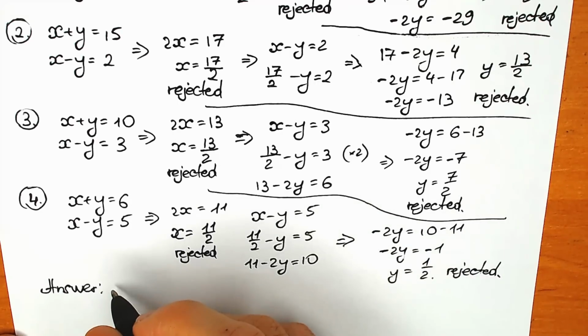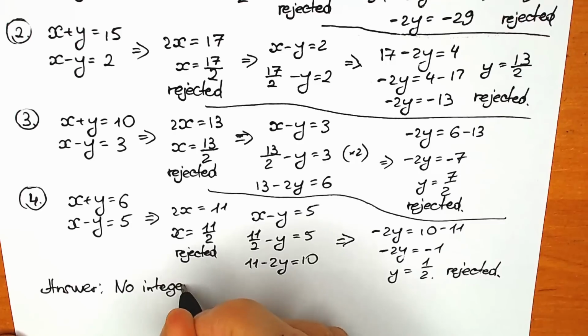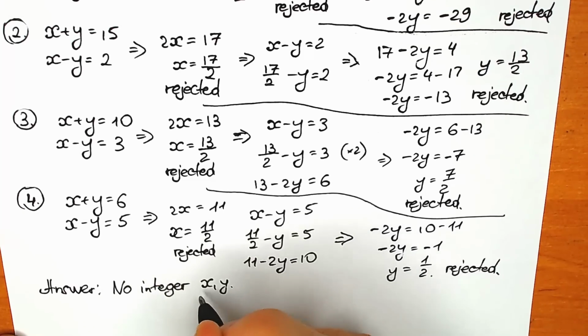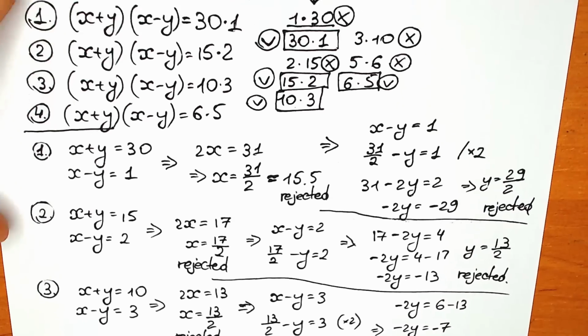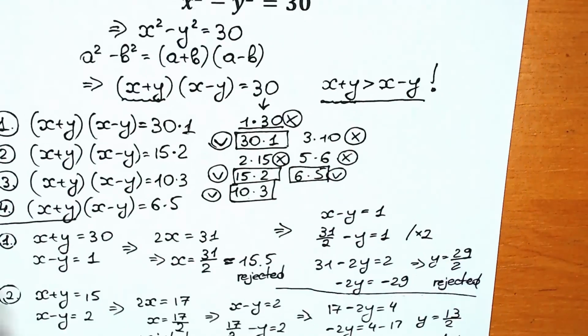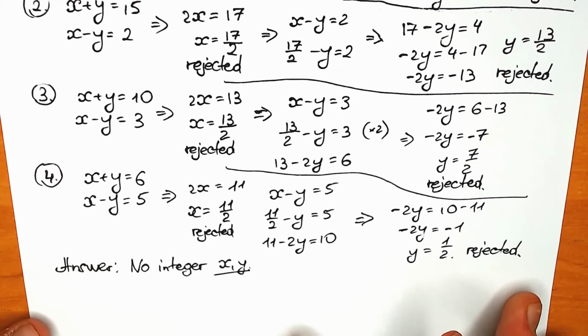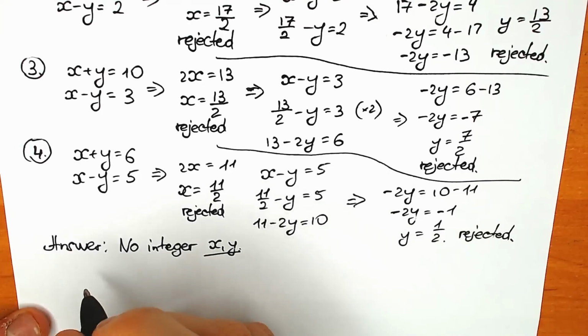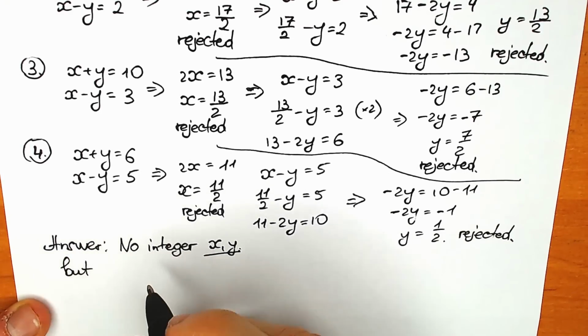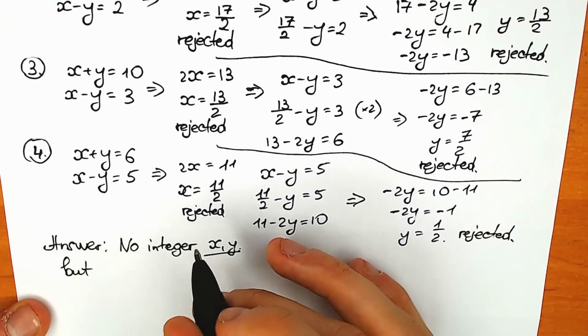So in my question, we have no integer x and y. This is my answer to this question. We don't have it because in the beginning we need to find our x and y naturals. We don't have it in my question. I don't have any integers, but maybe you're interested. Maybe sometimes your teacher gives you a challenge to find all solutions.